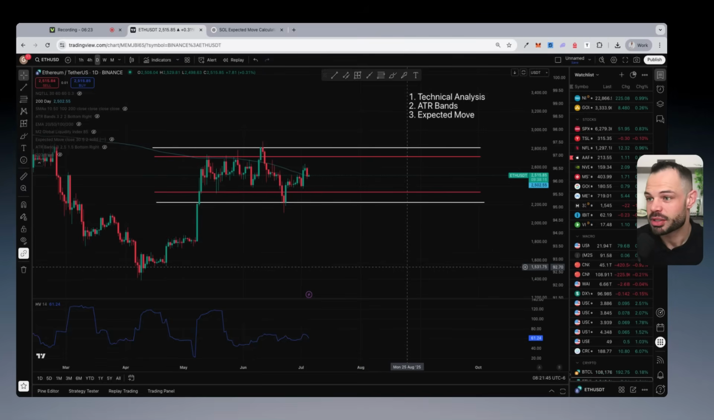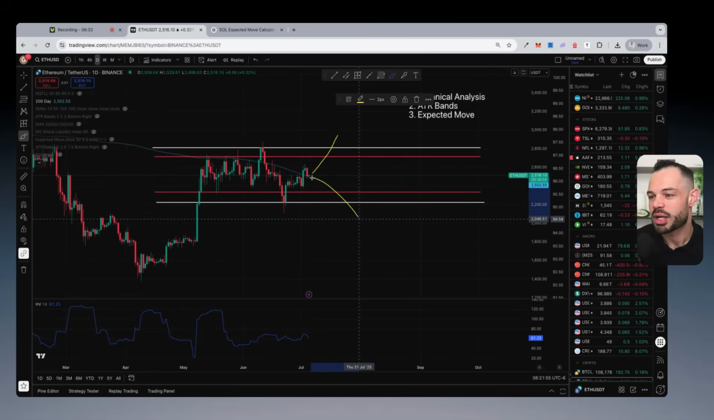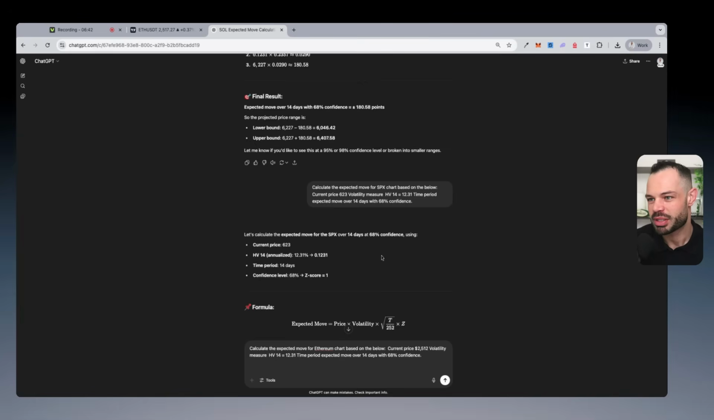What that allows me to do is plug this number into an expected move calculation so that we can determine how much movement we could expect with Ethereum to the upside or to the downside based on that historical volatility score with a certain degree of confidence. So I'm going to jump over here to ChatGPT very quickly because I've been using this prompt. Again, you can copy this or we'll leave it in the description below this video: calculate the expected move for Ethereum based on the below data.